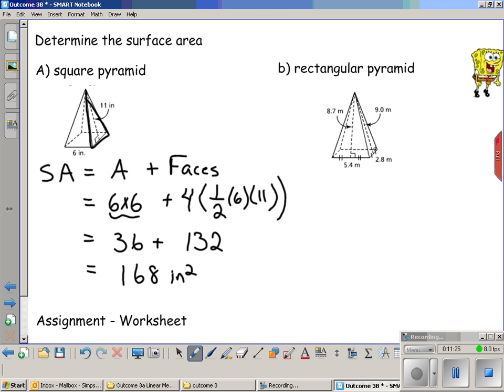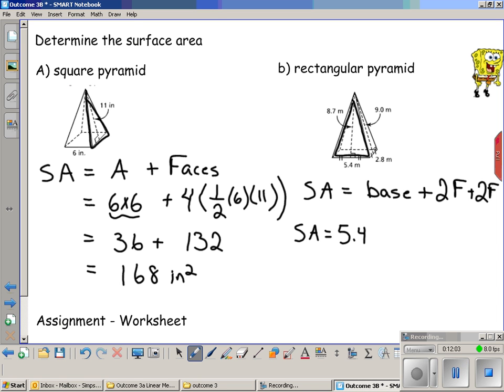In this next one, because we don't have a square base, not all the faces are the same. But our process ends up being similar. So the surface area here is equal to the base plus, now the front and back sides of these are the same, so I have 2 faces and then the other 2 faces. So our surface area is equal to the base, which is 5.4 times 2.8.